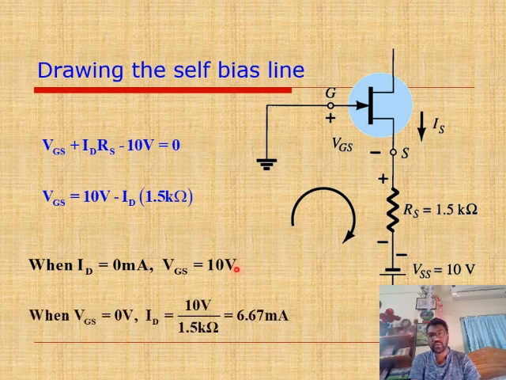Now VGS is gradually decreasing from plus side to minus side through 0. So when VGS is 0, then the drain current is maximum. So that is ID equal to 10 volt by 1.5 kilo ohm, that is 6.67 milliampere. Okay, so this is the maximum current through this. Now as VGS increases in negative side, the current will gradually decrease.